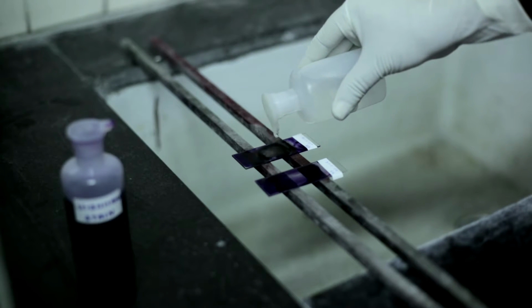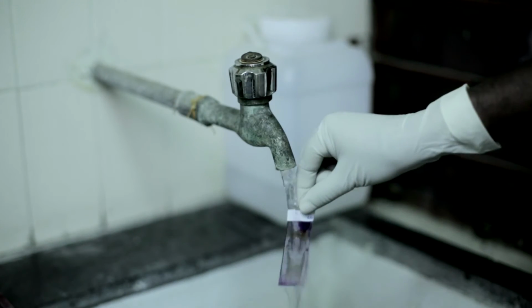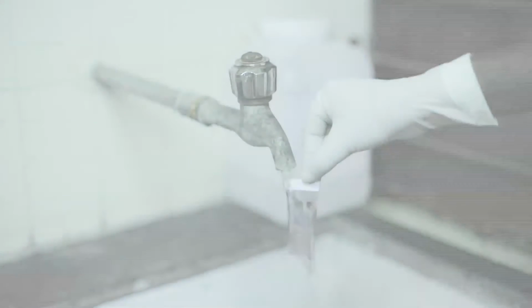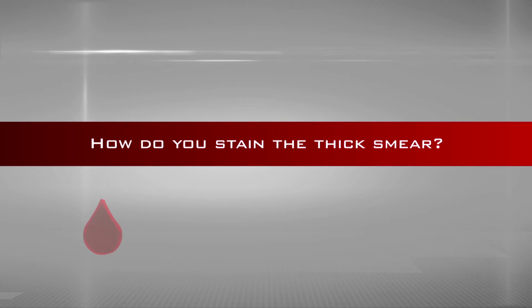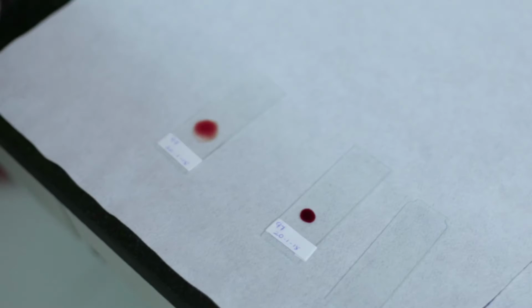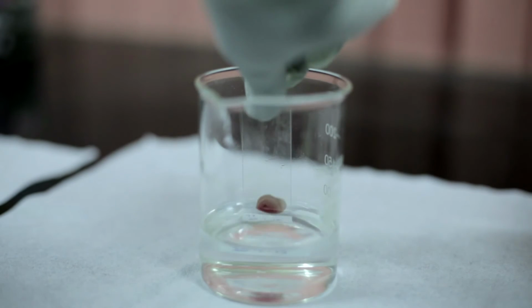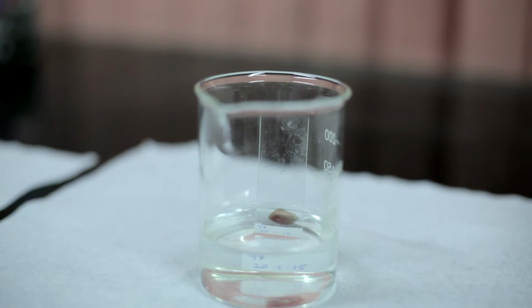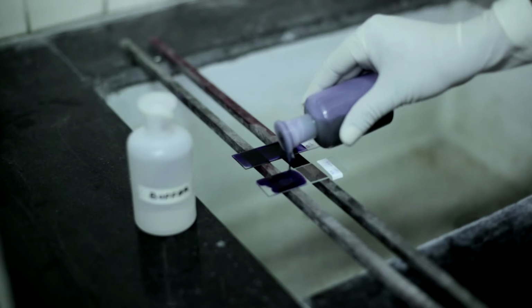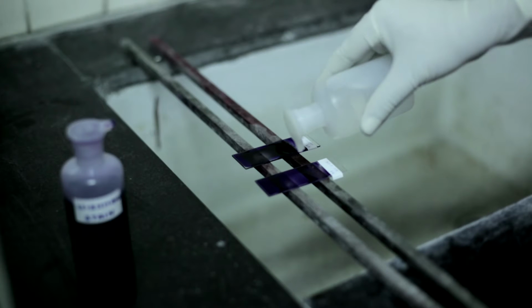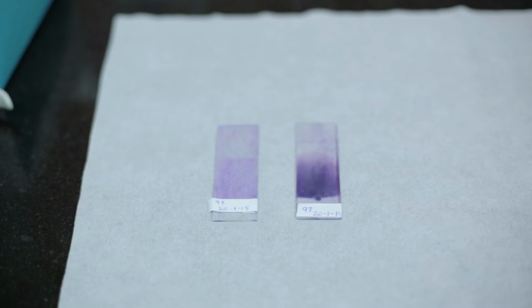Leave to stain for 15 minutes. Wash off the stain with tap water. Dry the slide upright. The slide is now ready. How do you stain the thick smear? Thick smear is also stained similar to the thin smear. It is then kept in distilled water for 10 minutes and then dried. The primary staining procedure is once again repeated. Now the slide is ready for reading.